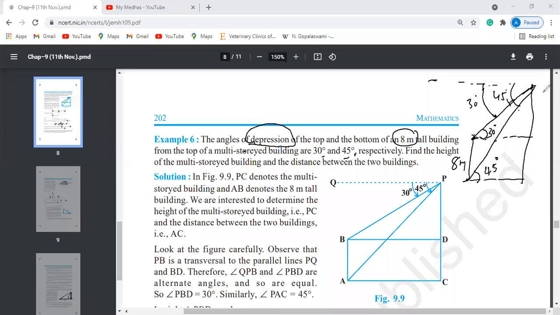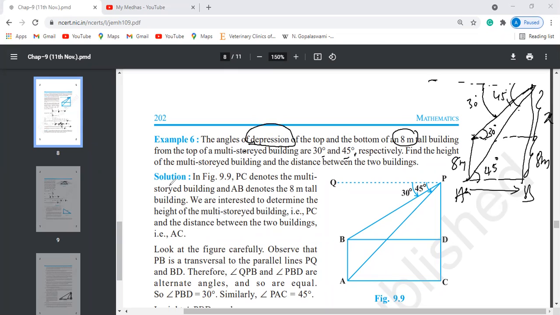You have to find this. See, this is however 8-meter only, right? But you don't know this. So if you add these two, then you will get the height of the multi-story building. And also they have asked the distance between the two buildings. This one. For example, I'll take this as AB and this as X.